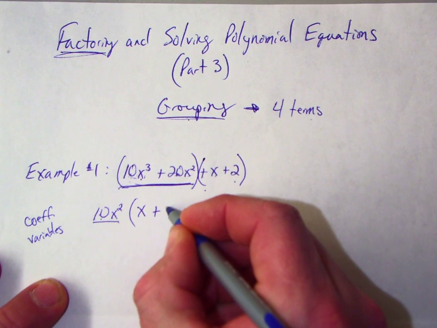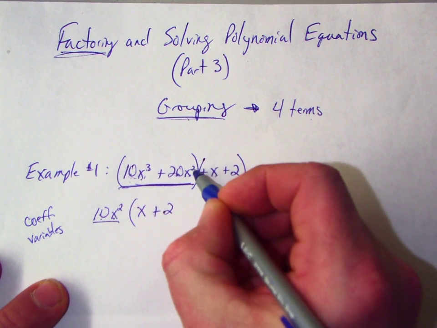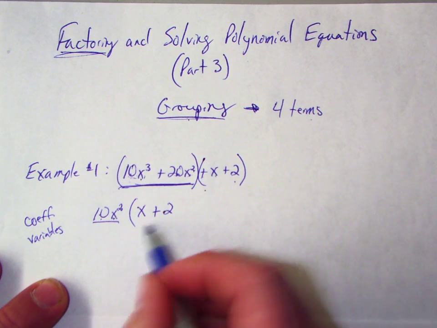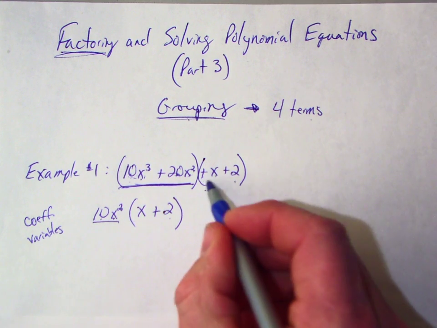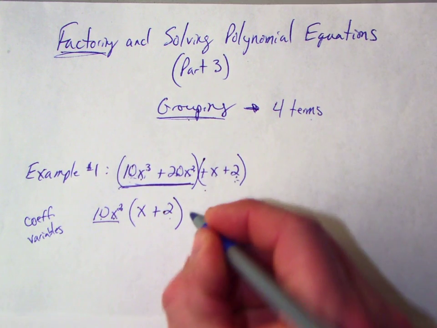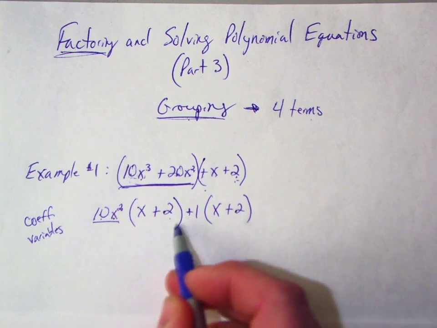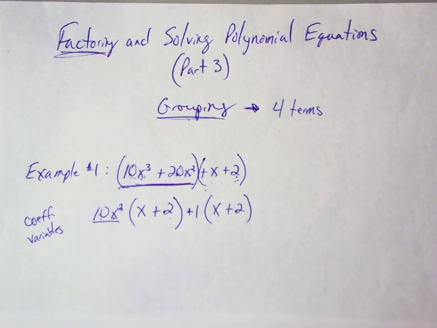20 divided by 10 is 2. X squared divided by x squared means 2 minus 2, which is 0. Anything to the 0 power is 1. So you're just left with x plus 2. In the second group, I can factor out positive 1, so I'm left with x plus 2. Remember, factoring out a positive number does not change the signs whatsoever.